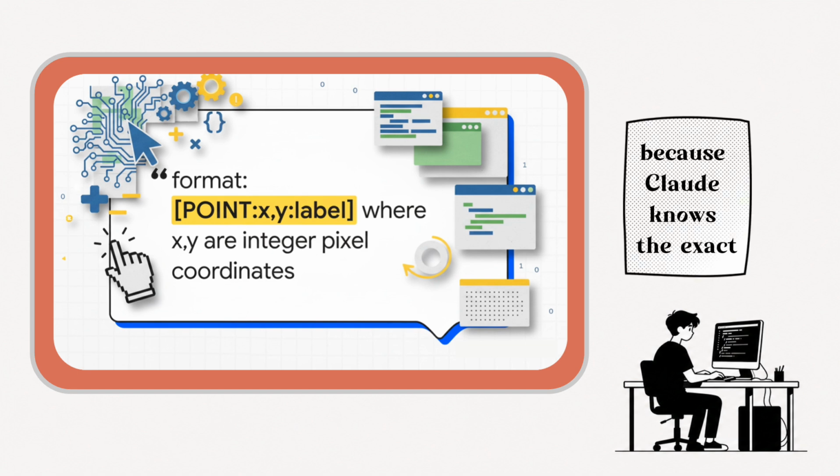Because Claude knows the exact pixel dimensions of your screenshot, it simply types out the precise X and Y coordinates at the button you asked about. The app then reads this tag, strips it out of the text-to-speech audio so you don't hear it spoken, and uses those numbers to move the cursor.